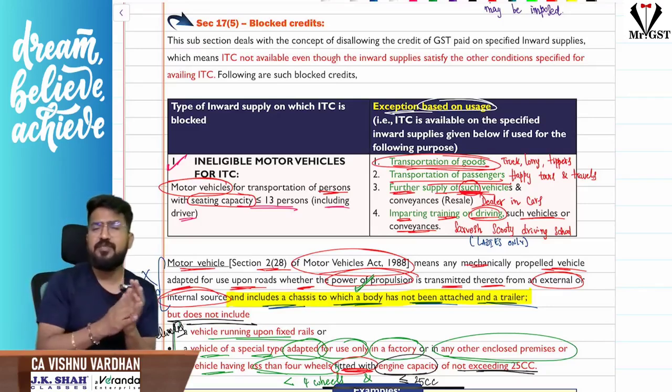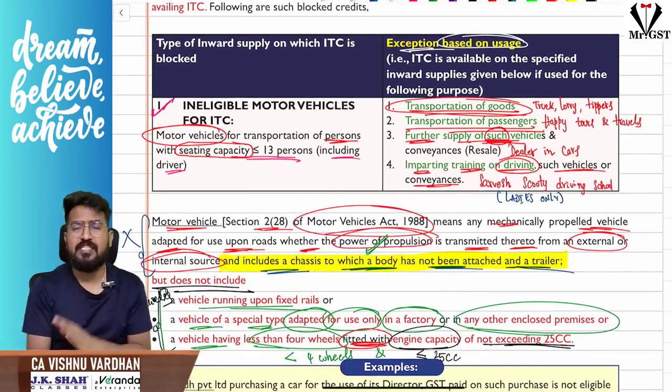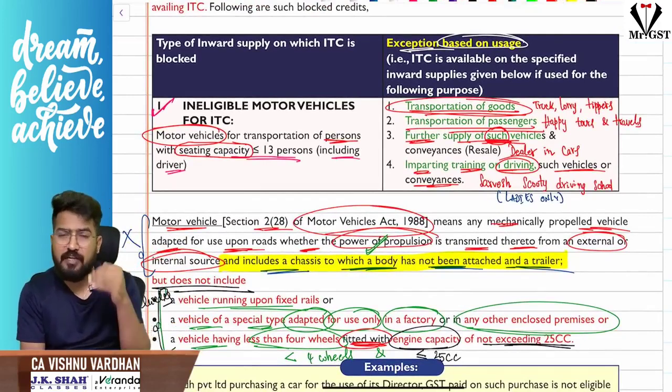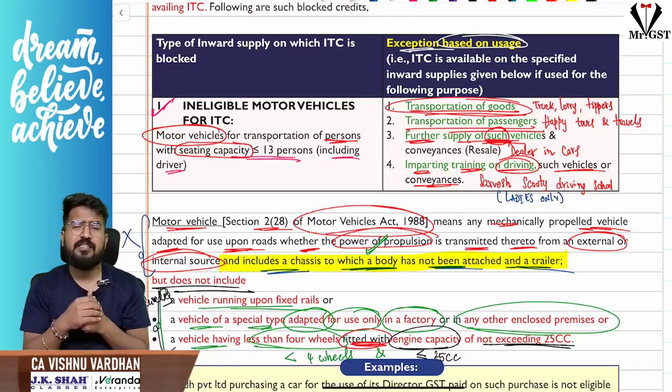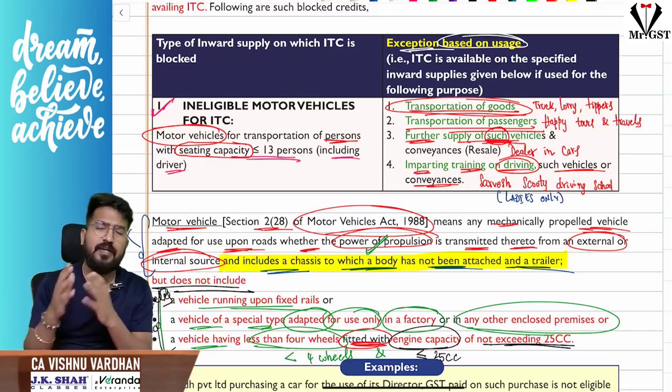So what are the things which are given in 17 subsection 5? Let us quickly go with them. First of all, motor vehicles. Motor vehicles with less than or equal to 13 seating capacity, even if you are buying for business purpose, you cannot take ITC. Sir, if I am buying something with greater than 13 seating capacity for my business purpose, yes, you can take ITC. That means a company buying a car cannot take ITC. A company buying a bus can take ITC.